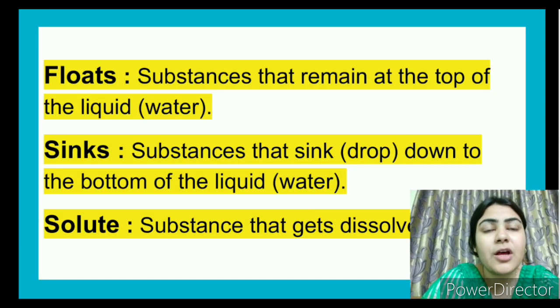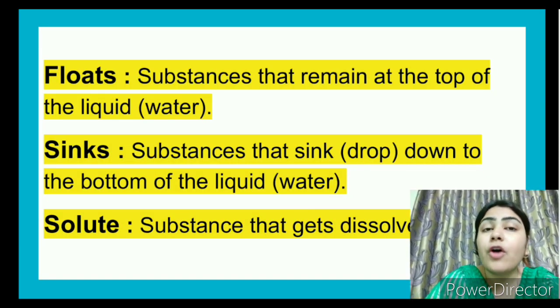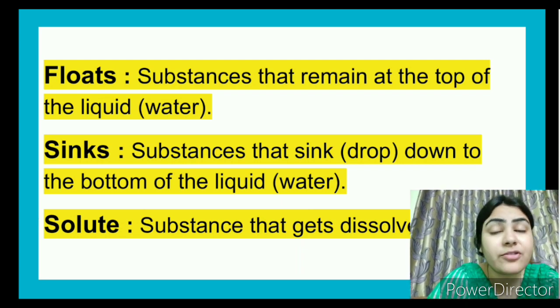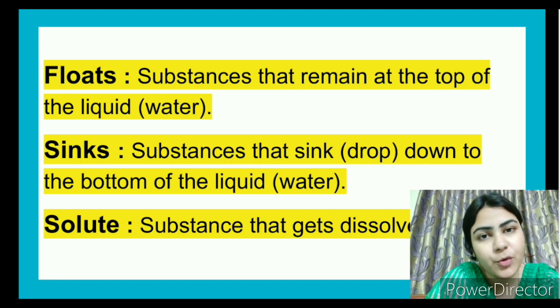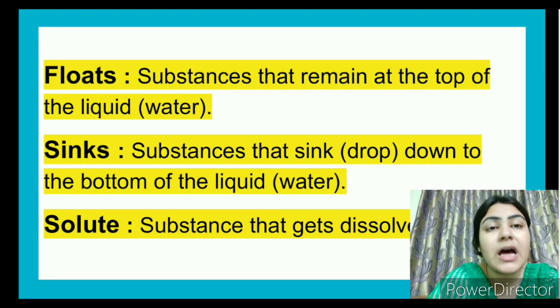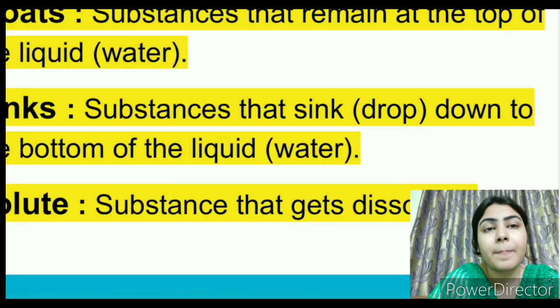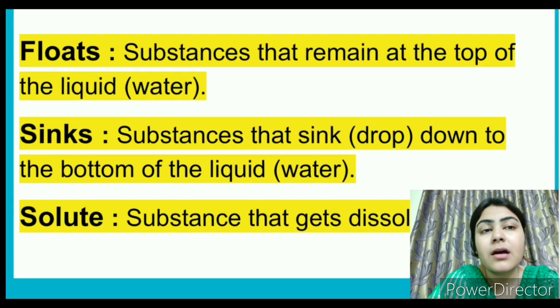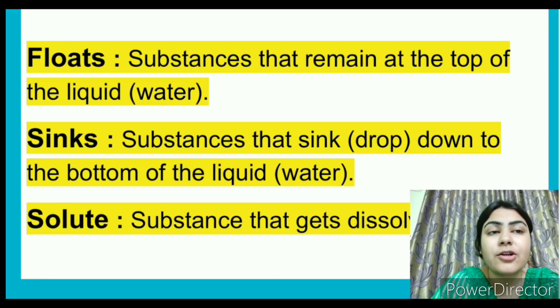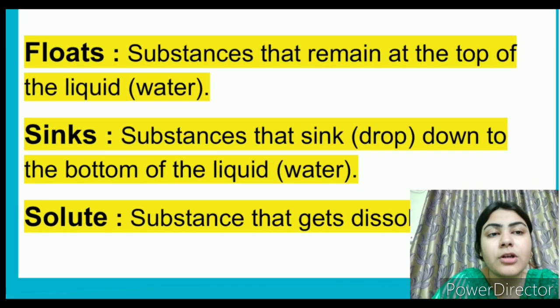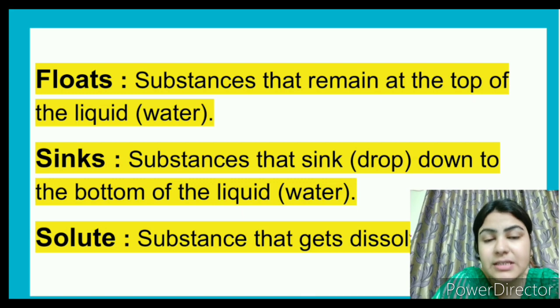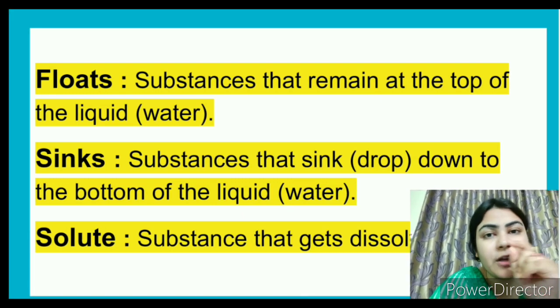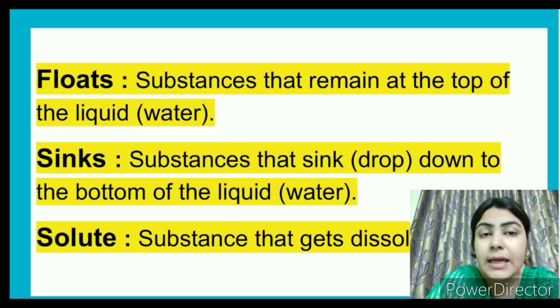Okay. So first of all, we have floats. Substances that remain at the top of the liquid are known as floats. What are sinks? Sinks are substances that drop down to the bottom of the liquid, like it happened with our nail.